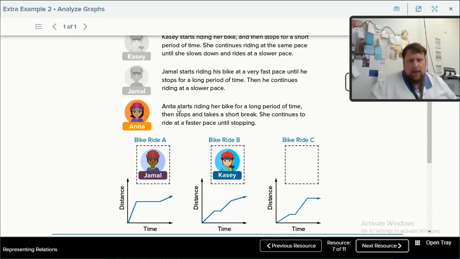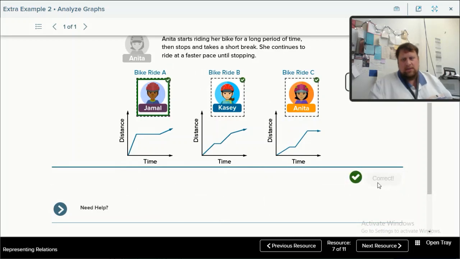And let's make sure, Anita starts riding her bike for a long period of time, then stops and takes a short break. So that looks like a pretty long period of time, short break. She continues to ride at a faster pace until stopping. Boom, that's definitely Anita. Let's check our answers.